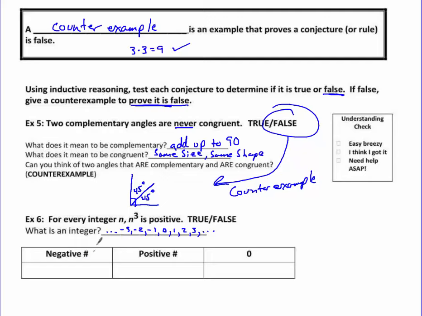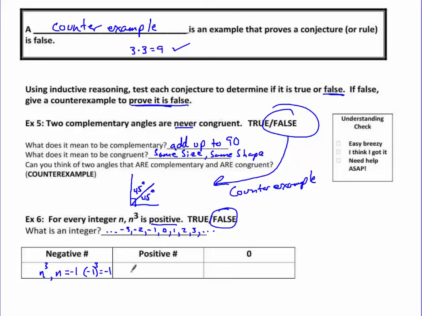So let's test it out. For every integer n, n to the 3rd is positive. So we try with a negative number. So we're going to do n to the third, and we're going to let n equal -1. So (-1) to the third, and you got to do this with the parentheses, equals -1. Well, that's not positive. So right away, that's false.